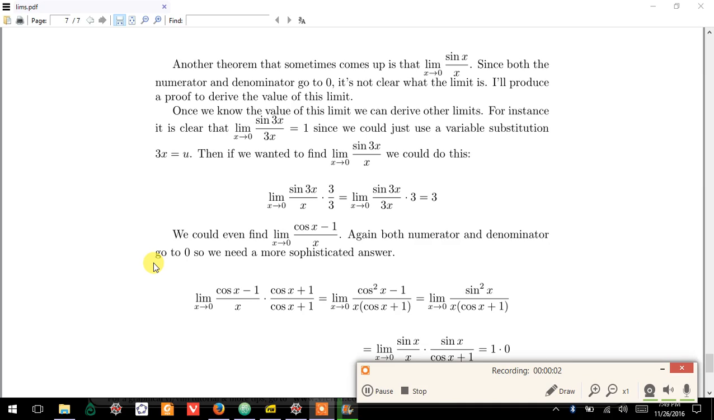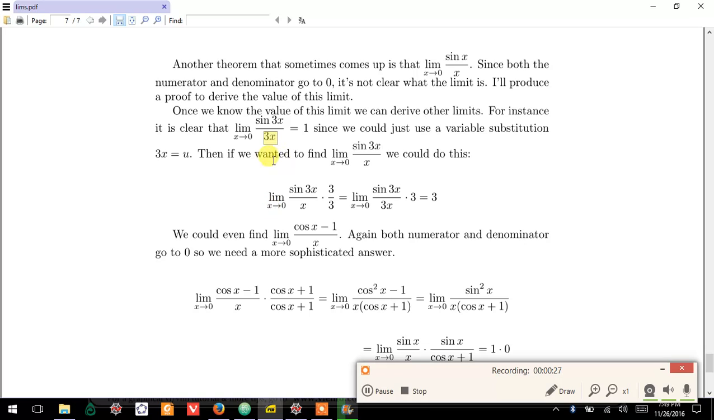So now that we know that the limit as x goes to 0 of sine x over x is equal to 1, then we can solve several other problems. For one thing, if we had sine 3x over 3x, then that would also go to 1, because essentially the argument and the denominator are going to 0 at the same rate. So it's just like sine x over x.